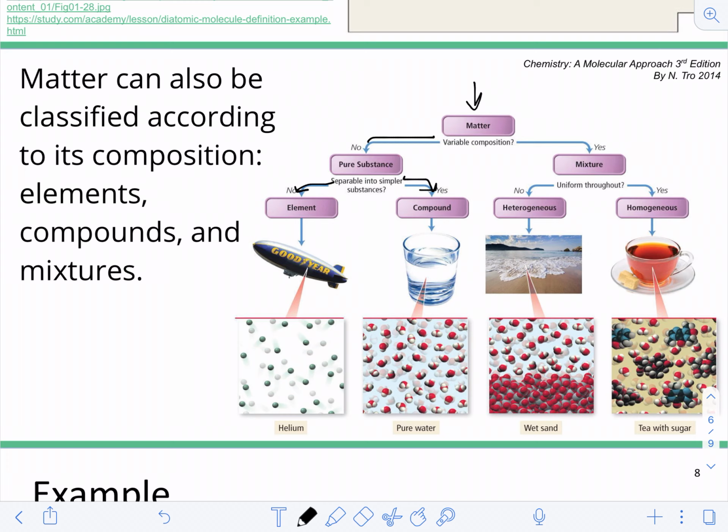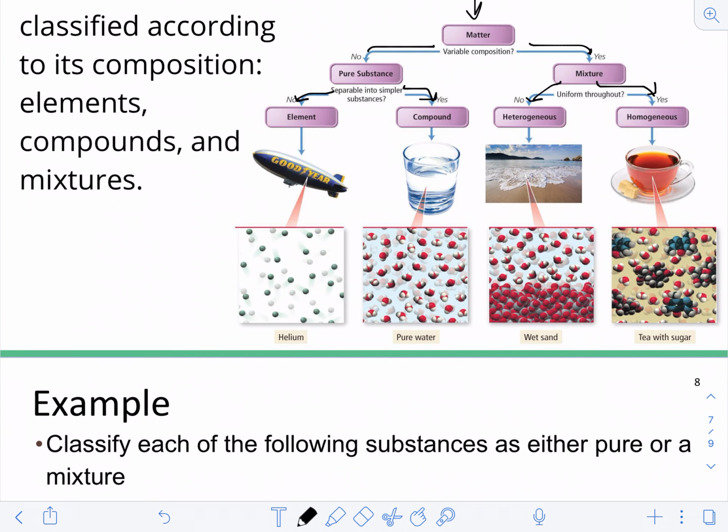If we answer yes to the variable composition part, then we have a mixture. If it's uniform throughout, remember that's called a homogeneous mixture. And if it's not uniform throughout, a heterogeneous mixture. And if we take a look at those particle pictures, helium, remember that's just an element. And again, an element means that it's only made up of one kind of atom. So here it's labeled helium, so that's only one kind of atom. In the next one, for pure water, we do see a ton of water molecules, but that could be a compound.